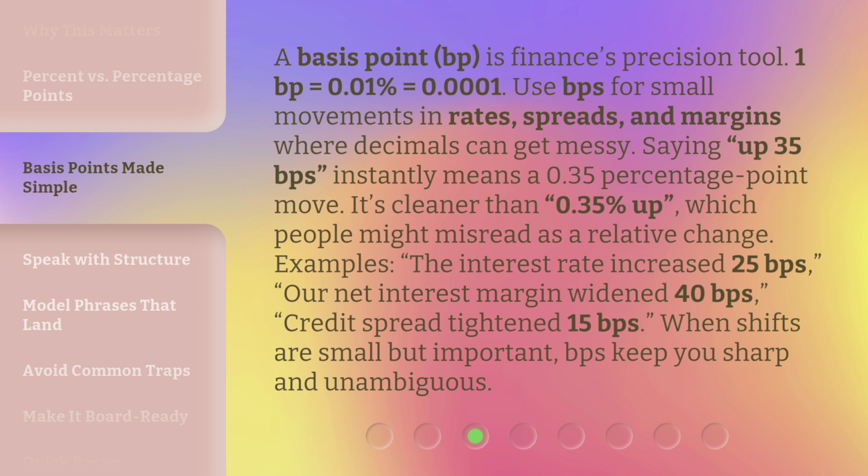Examples: the interest rate increased 25 BPS. Our net interest margin widened 40 BPS. Credit spread tightened 15 BPS. When shifts are small but important, BPS keep you sharp and unambiguous.